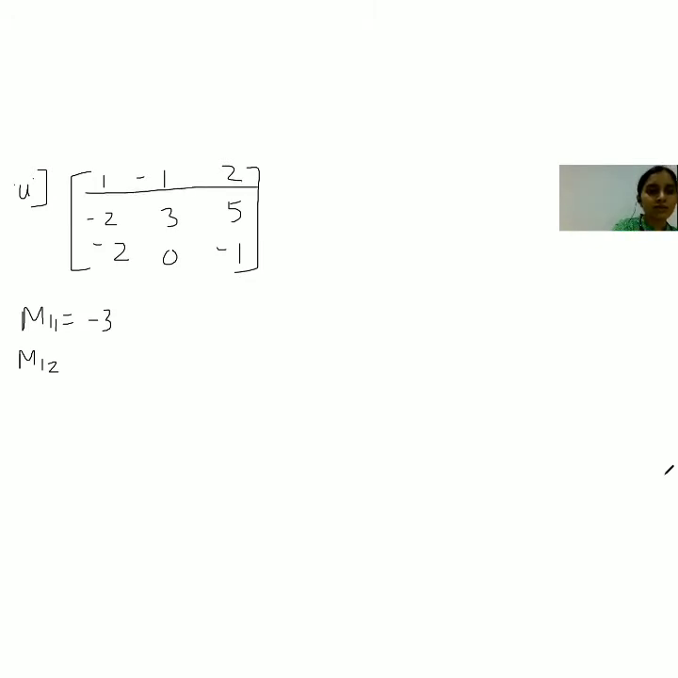M12 first row second column, so when I take first row and the second column, okay, you have to hide these. When you hide this, the determinant will be minus into minus plus 2, 2 minus 10 plus 10, that is 12. So M12 is 12. Then M13, okay. So M13, what do we have to hide?